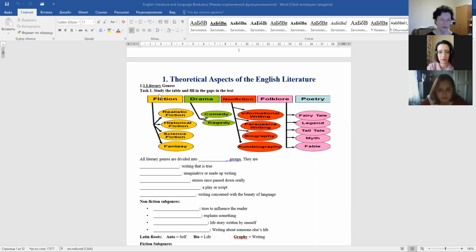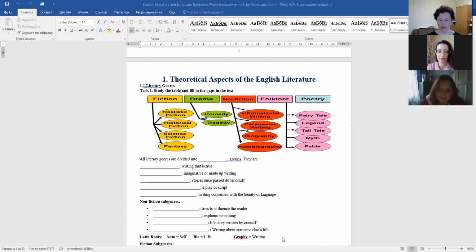Good. Natalia, nonfiction. Nonfiction has such subgenres as informational writing, persuasive writing, biography, and autobiography. Okay. And folklore, please. The genre folklore has such subgenres: fairy tale, legend, tall tale, myth, and fable. And what is another name for folklore? Traditional literature. Very good.